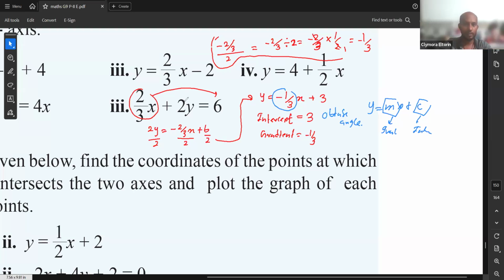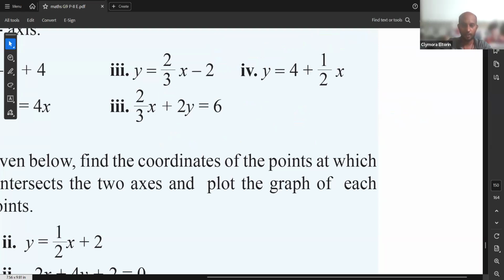Okay, let's see how to plot a graph. Then I'm going to shift the graph sheet.